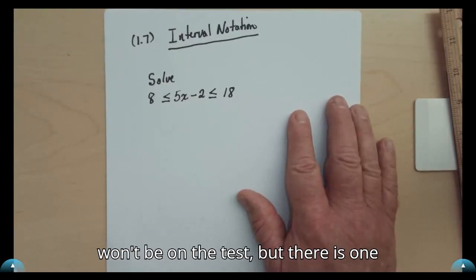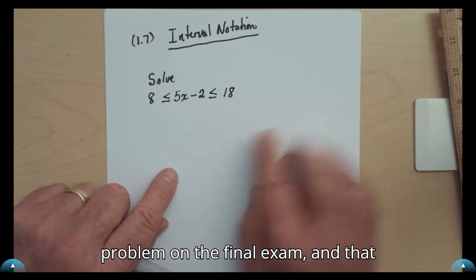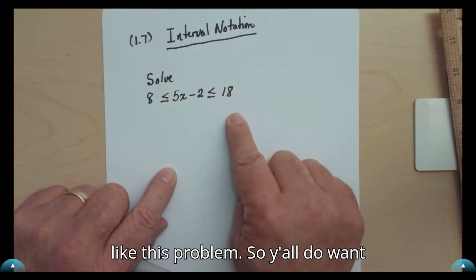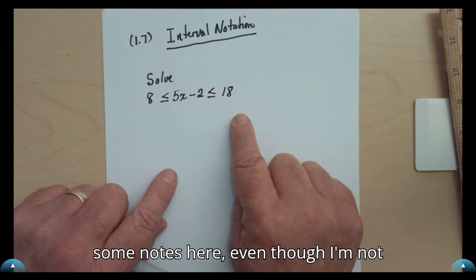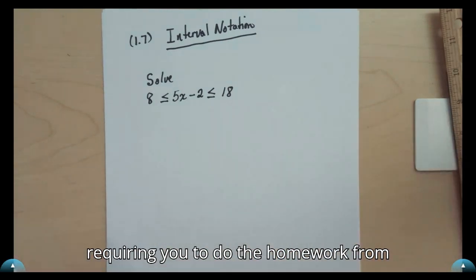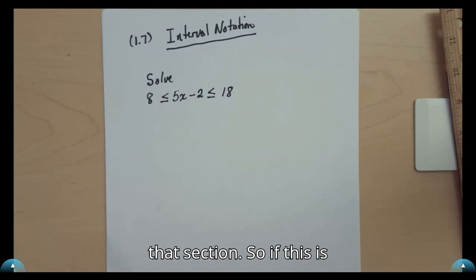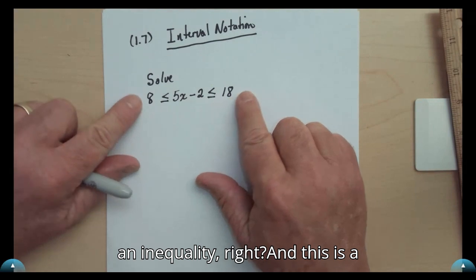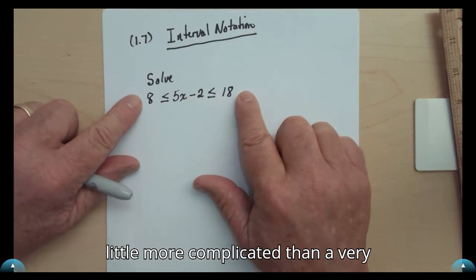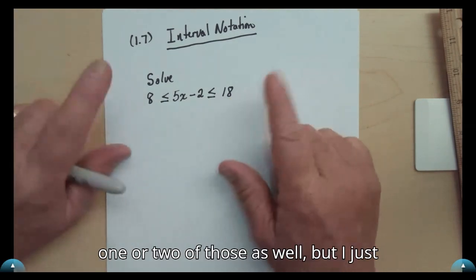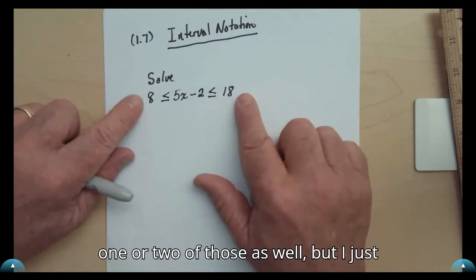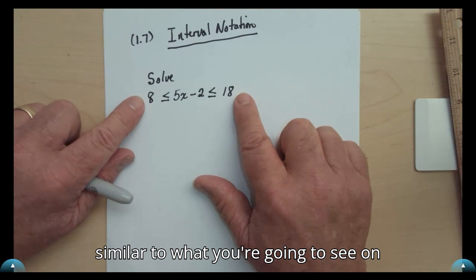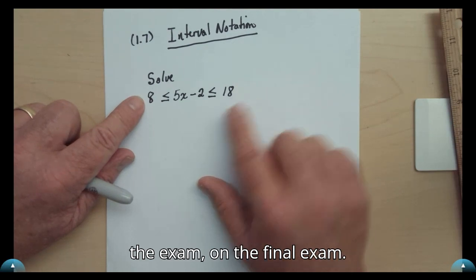It was not on the test. It won't be on the test, but there is one problem on the final exam, and that problem on the final exam looks very much like this problem. So y'all do want some notes here, even though I'm not requiring you to do the homework from that section. So if this is an inequality, right? And this is a little more complicated than a very simple inequality. We're going to look at one or two of those as well, but I just want to start off with one that's very similar to what you're going to see on the final exam.